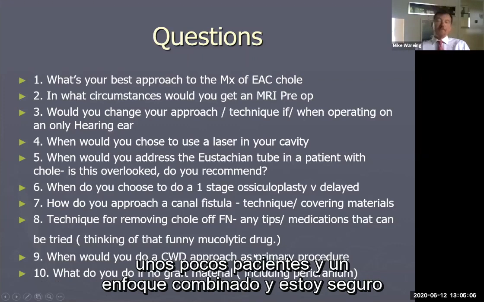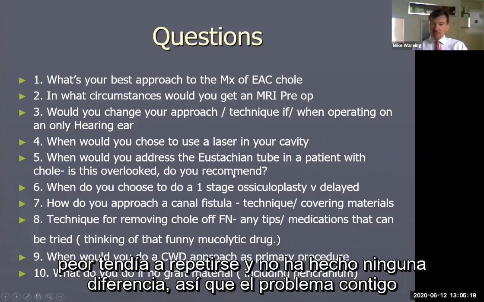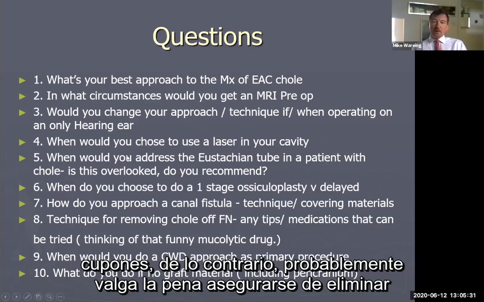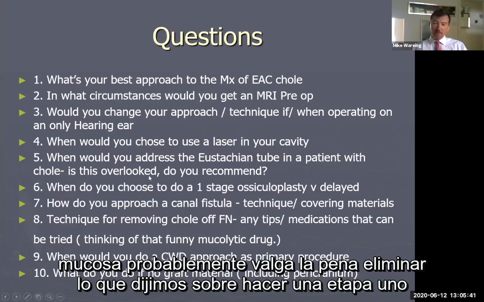I have tried it on a few patients doing combined approach, and I'm certain it's made no difference, because these patients have been pretty tricky patients. They've had disease where it's tended to recur, and it hasn't made any difference. So the problem with Eustachian tuboplasty is it probably isn't the solution to all Eustachian tube problems. Otherwise, it probably is worthwhile removing mucosal disease in the Eustachian tube opening. If there's lots of thickened mucosa, it's probably worthwhile removing that.